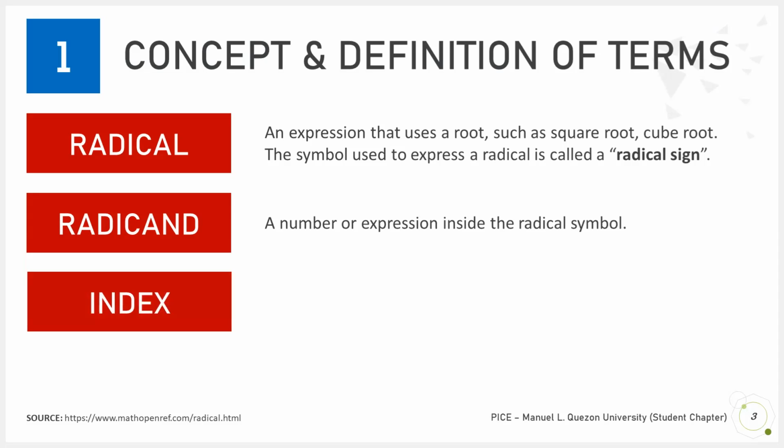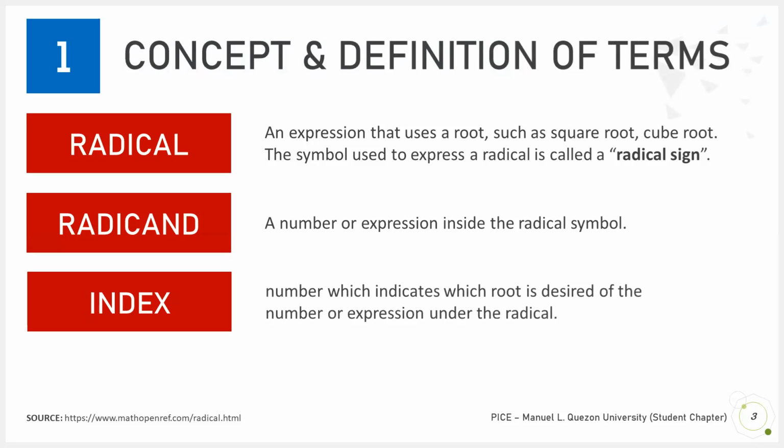Next, we have index. Index is the number which indicates which root is desired of the number or expression under the radical. So for example, we have here the ninth root of x. X is what we call the radicand and 9 is what we call the index. As you can see, the index is located in the upper left portion of the radical symbol.